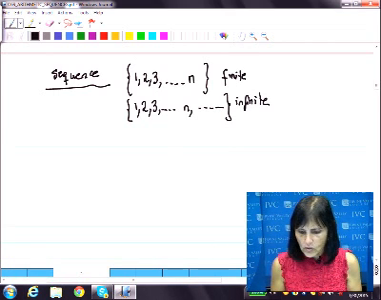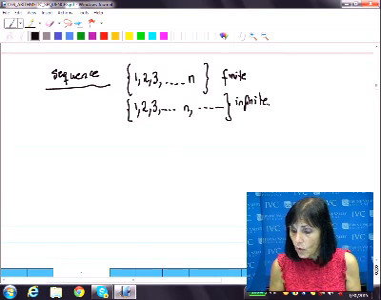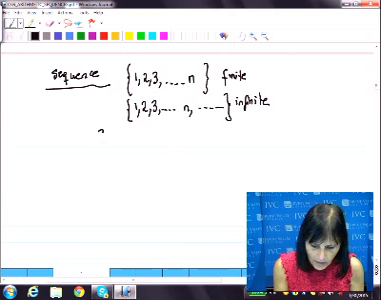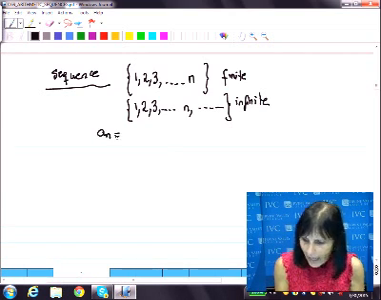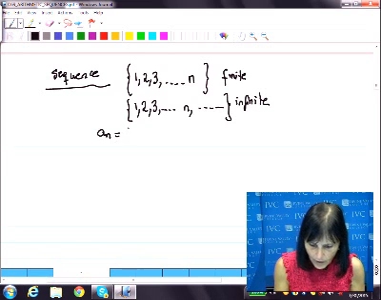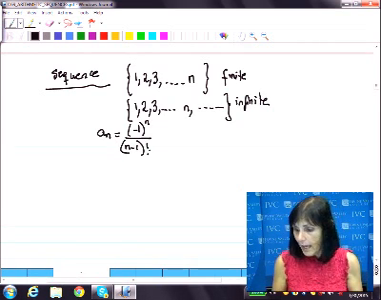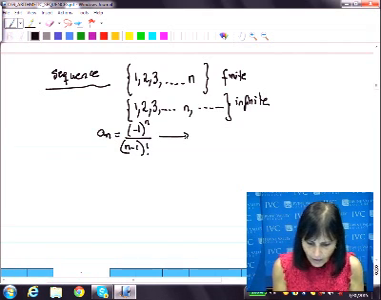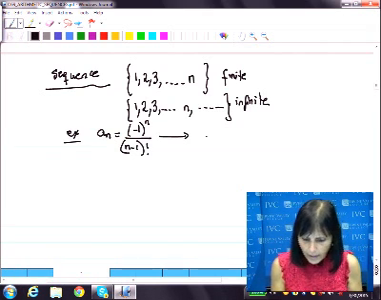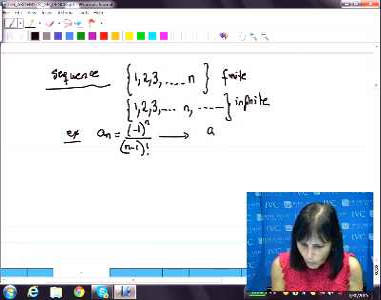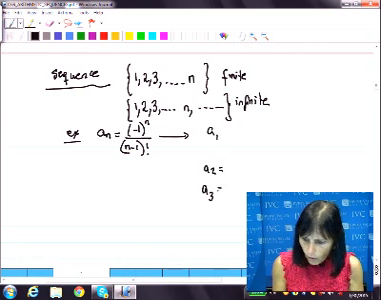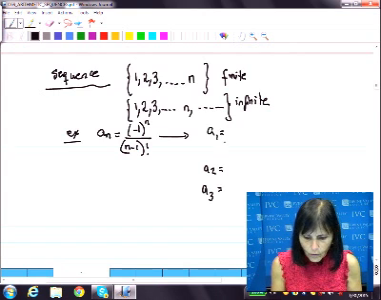Examples of sequences. You can show sequences in braces, or typically with an a_n, which means it's a general term, and give a formula for it: (-1)^n over (n-1) factorial. Then they may ask, can you tell me what A1 is, what A2 is, what A3 is? All you have to do is just put 1 for n.